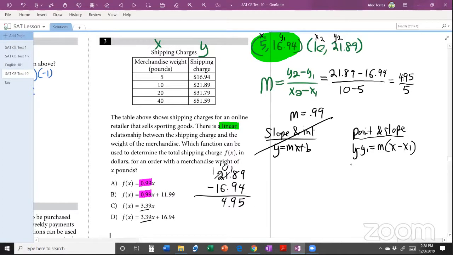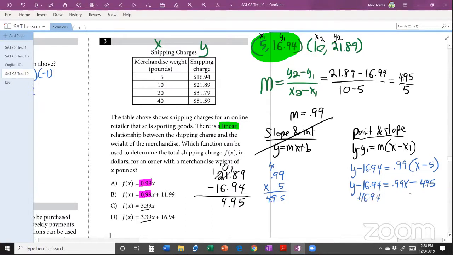And we can say y minus 16.94 equals 0.99. We figured that out by process of elimination. Times x minus 5. So we put the x and the y in the x1 and y1 spot. Now we're just distributing. So now we have 5 times 0.99, so a little more of that work that needs to be done. So 45 and 49, 45 plus 4. So we have 4.95 there. And now we're going to add 16.94.